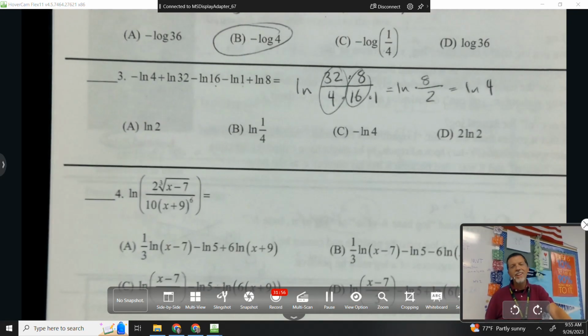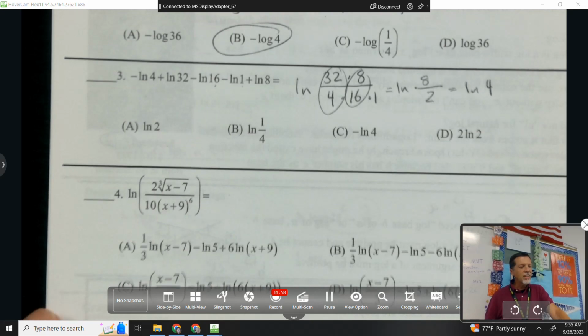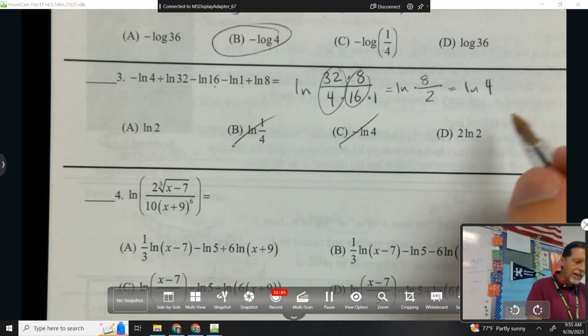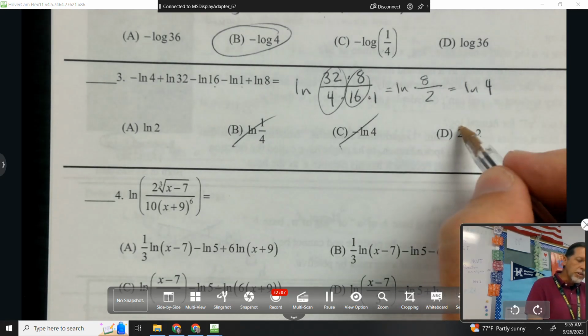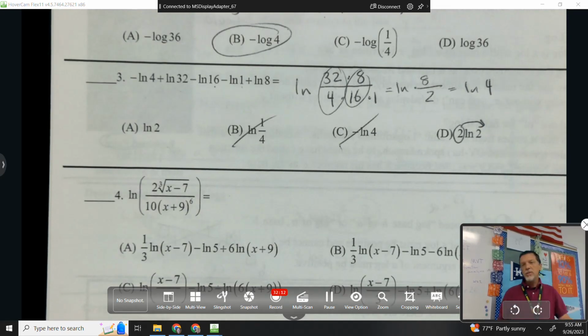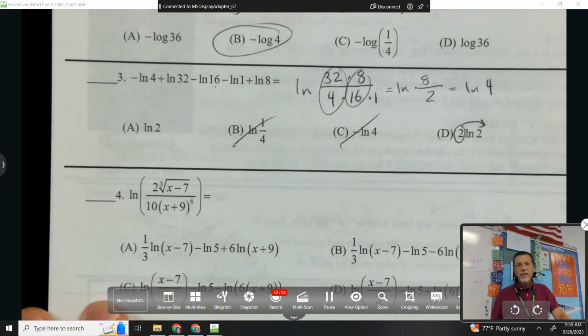Of course, that's not an answer choice. Which one of those things is the same thing as the natural log of 4? D, because you could rewrite that as 2 squared, or you could look at your answer choice and realize, well, I could put the 2 back up as the power, and 2 squared is 4.